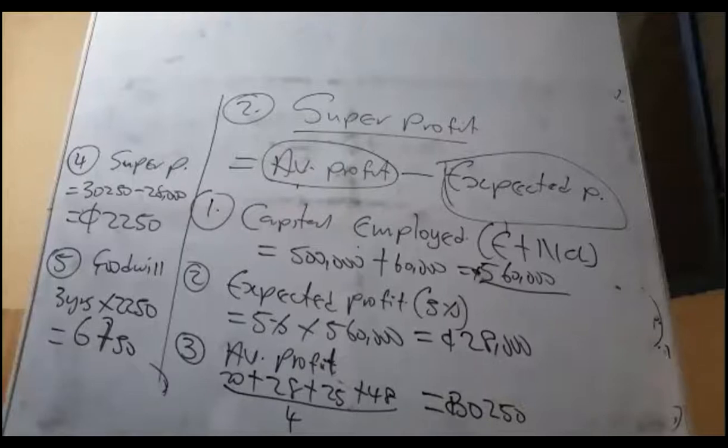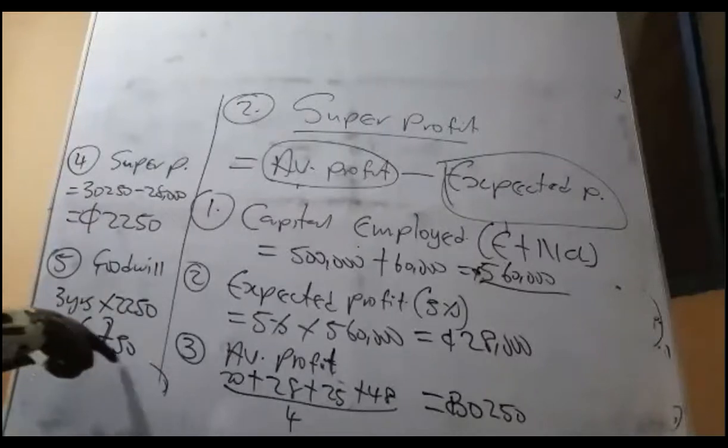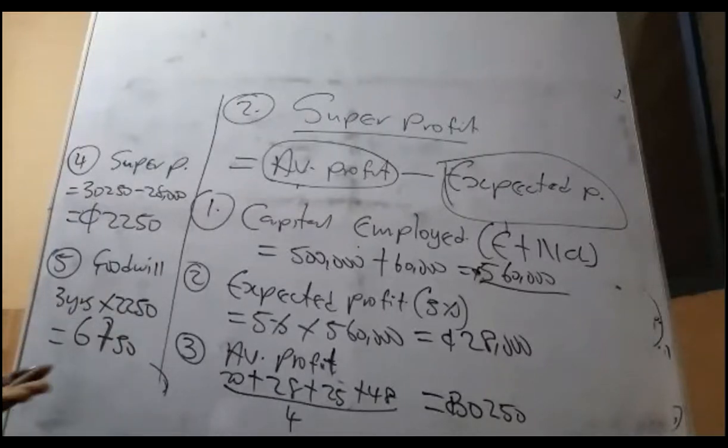We said the net asset, add all assets, subtract all liabilities. But this time under all the assets, add goodwill of 6750 to it. That's all. And then add all the assets, less all liabilities. Good. Then you are done.